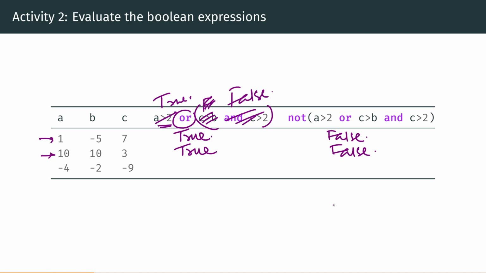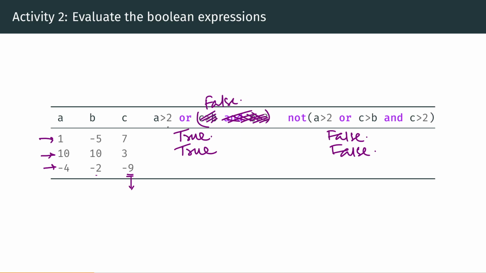Now, what about the third row? Let me clear this again. The third row says c equals minus 9 and b equals minus 2. As you know, when you have negative numbers, the larger absolute value would be the smaller, right? So minus 9 is actually smaller than minus 2. So c greater than b evaluates to false. Because this evaluates to false, we don't even need to check the other ones. It's irrelevant at this point. If one of them is false, the entire and would be false. So this is false.